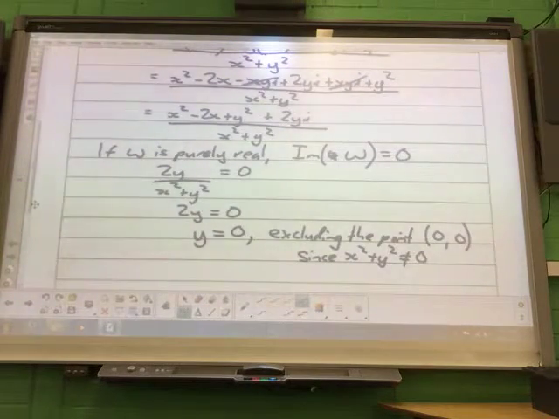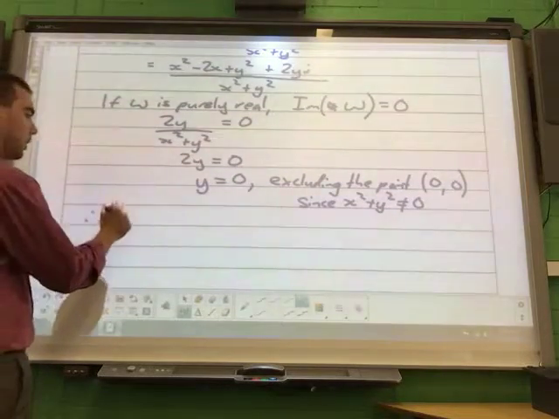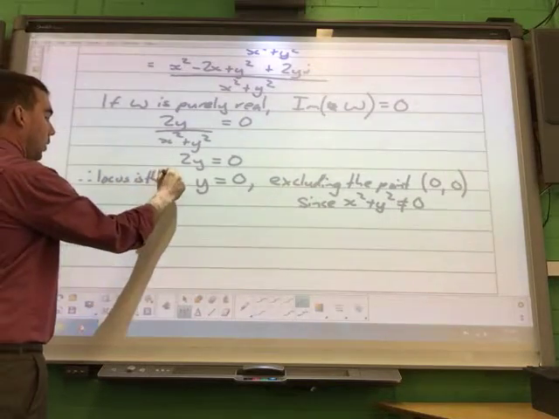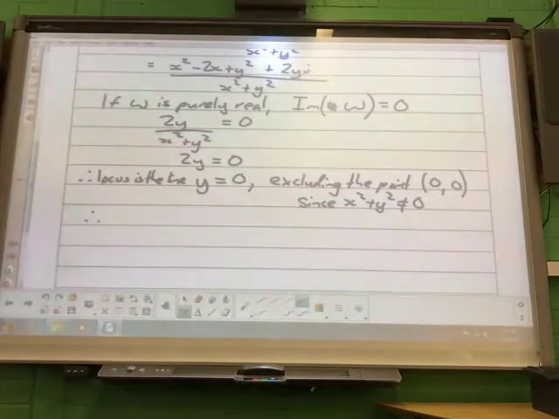I hope that's correct because I'd done a different example and I forgot to redo this one, but as far as I know, that should be fine. Alright, so got the line, so therefore the locus is the line y equals 0, excluding the point (0, 0), since the denominator cannot equal 0.